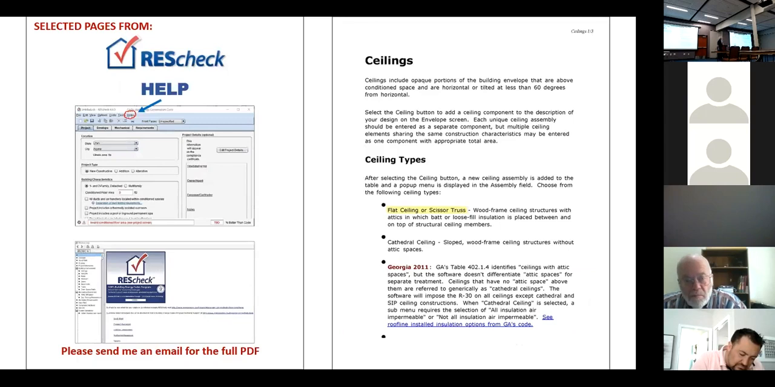I'm going to go really fast. Lots of the questions I receive could be answered in ResCheck Help. What I did, you're in ResCheck, you click on Help, and it comes up with all these different pages of assistance. And they don't give you the option to just print it. And so I've had to snip all the pages out, and I've created a PDF that has them all. But here it talks about flat or scissor trusses, different types, cathedral ceilings and such.